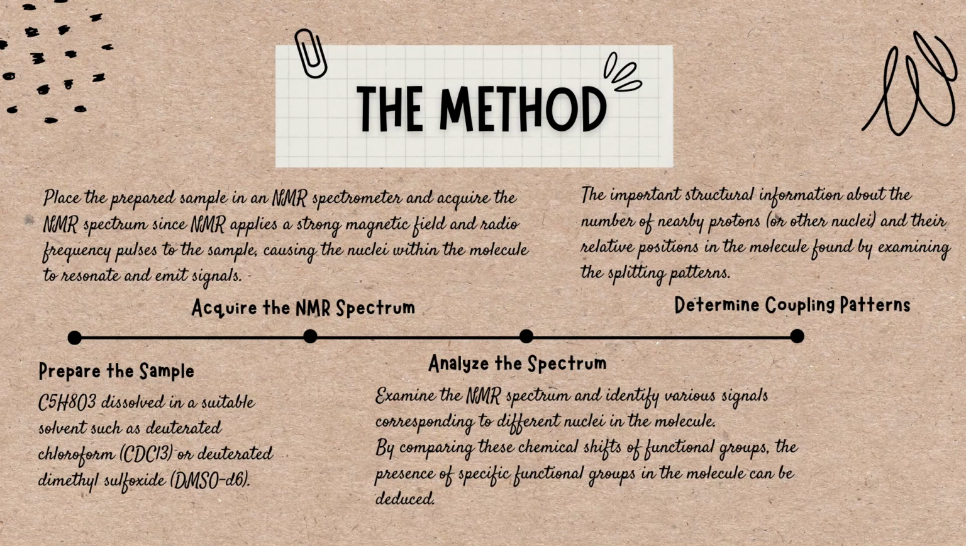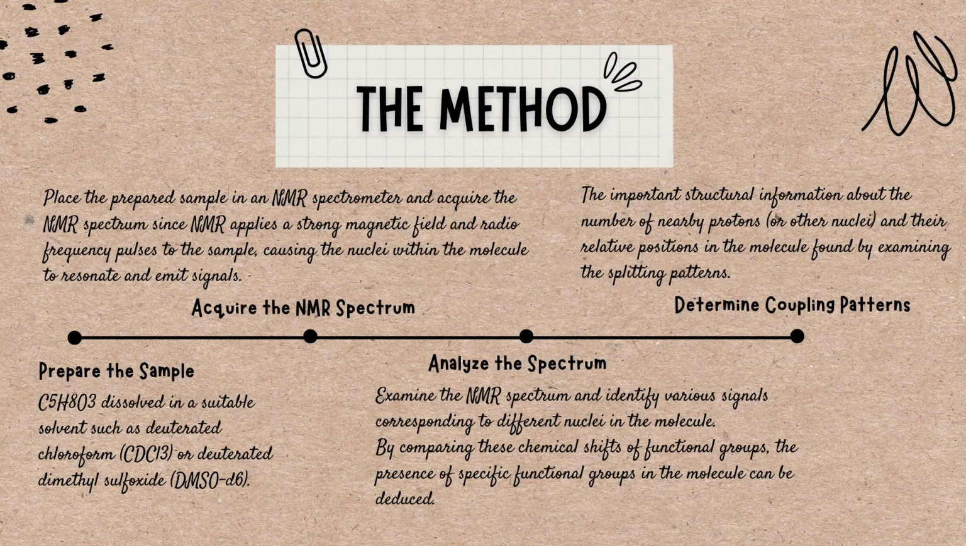First, prepare the sample by dissolving C5H8O3 in a suitable solvent such as deuterated chloroform, CDCl3, or deuterated dimethyl sulfoxide, DMSO-d6, that does not interfere with the NMR measurement. Next, place the prepared sample in an NMR spectrometer and acquire the NMR spectrum, since NMR applies a strong magnetic field and radio frequency pulses to the sample, causing the nuclei within the molecule to resonate and emit signals. Then, analyze the spectrum by examining the NMR spectrum and identify various signals corresponding to different nuclei in the molecule.